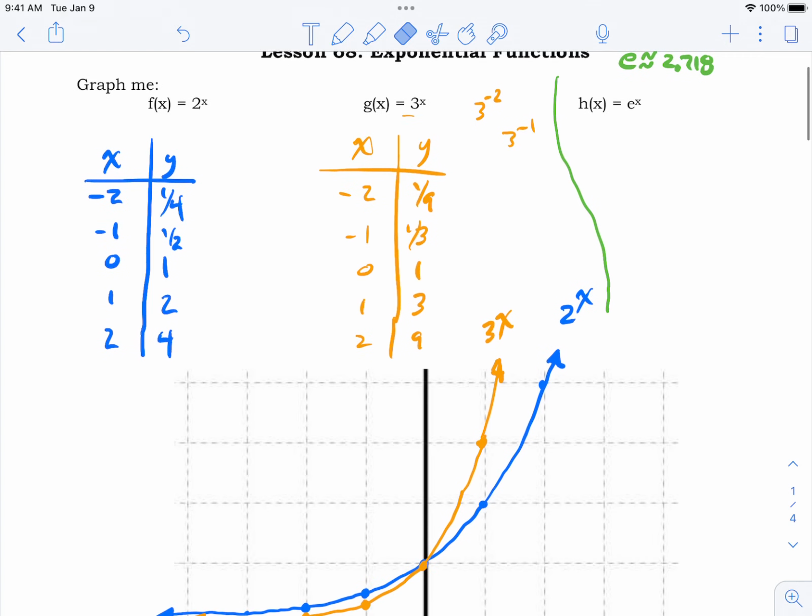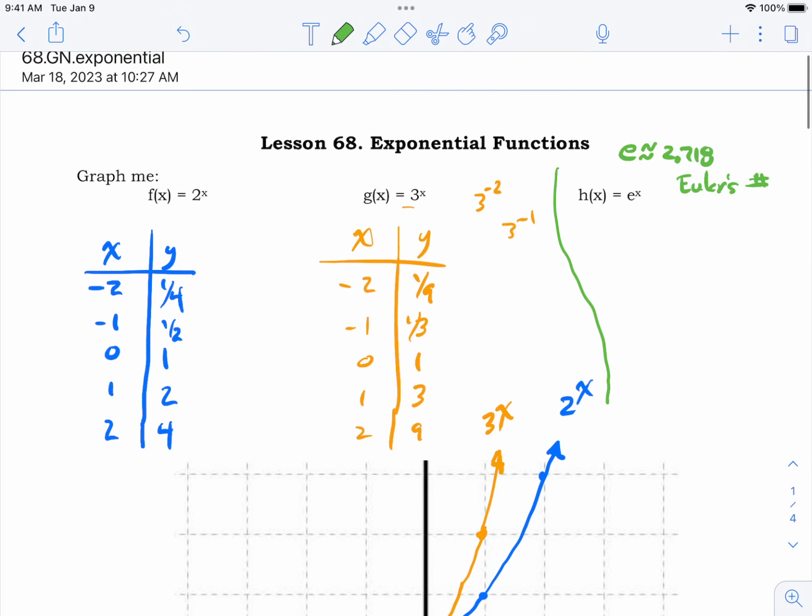It's called Euler's number, and the word Euler begins with an E, believe it or not. So Euler was some Swiss guy's last name, and he had a lot to do with this number, I guess. Probably discovered it or something. And so we call it Euler's number.